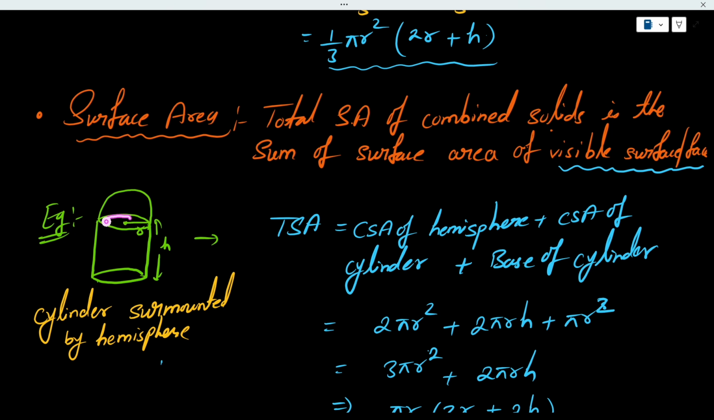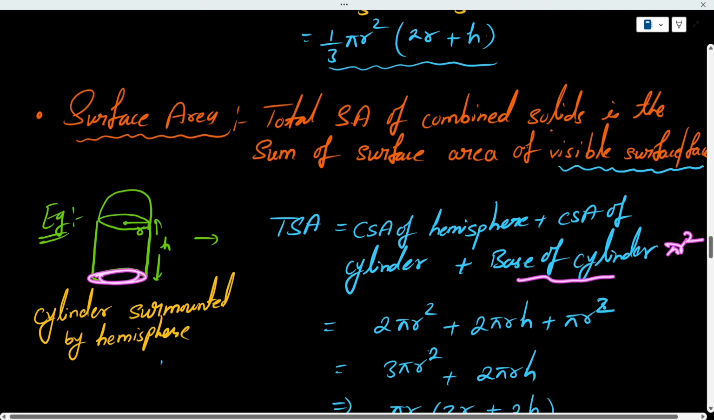Now if you see here, the base of the hemisphere and the top of the cylinder are inside the figure. It's not visible because it's joined together. So you are not going to consider this part. You will take only the outer visible surface area. So what will be the TSA of this figure? CSA of hemisphere, then CSA. See, this is CSA of hemisphere, this is CSA of cylinder, and the base area, which is the base of the cylinder, which is pi r square because it's a circle.